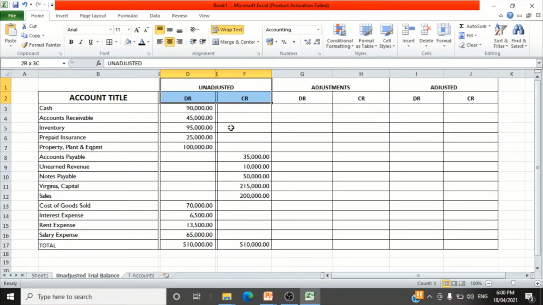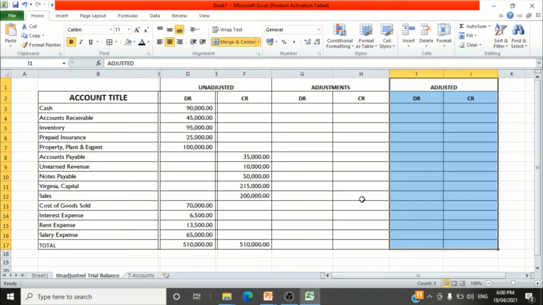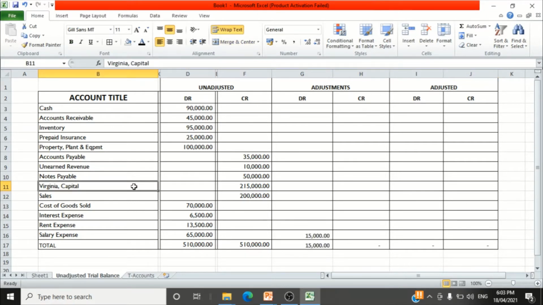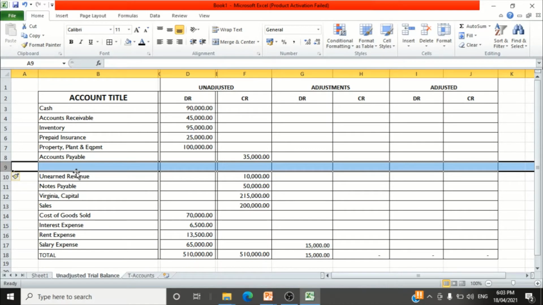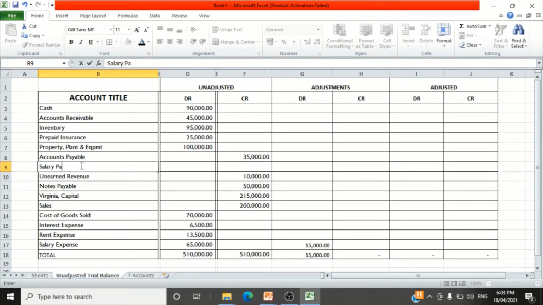Just to show you the column for the unadjusted trial balance, and then I am now showing you the adjustments, and after that, we do the adjusted, so you can see the comparison and the transformation of our trial balance. Since we do not have the salary payable account, what we do is we insert it. This is one of the adjustments. We add salary payable, and that is credited, 15,000. Alright, we're done with the first adjustment.